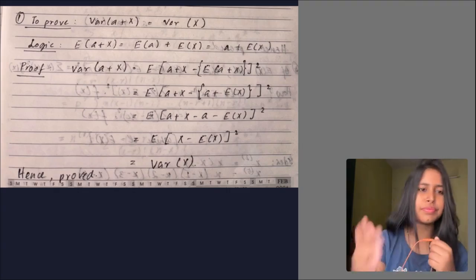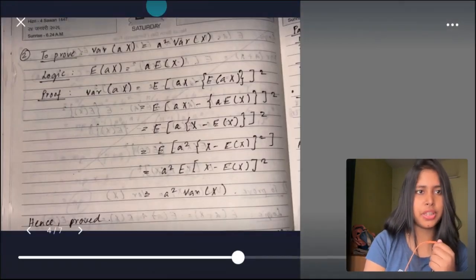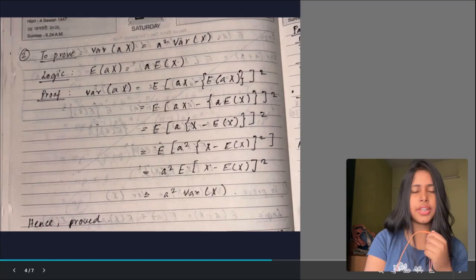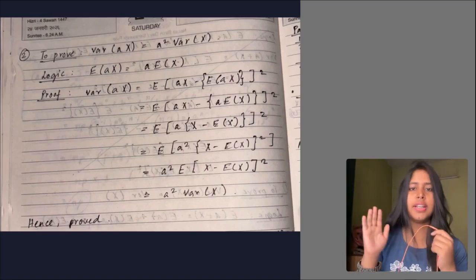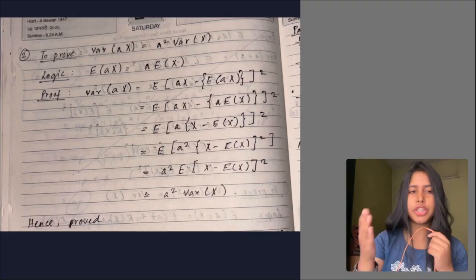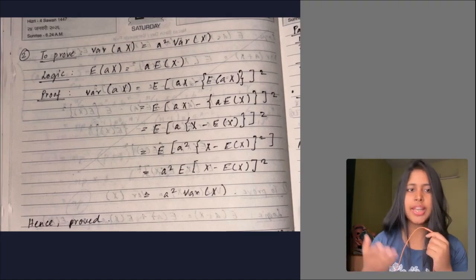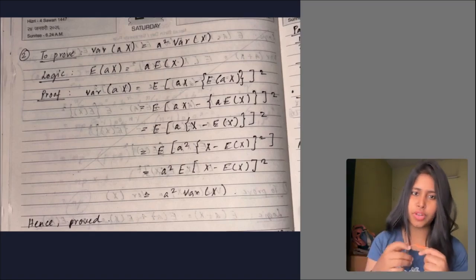All right. Now, coming to the next property. What was the next property of variance? It is variance of ax equals a square times variance of x. Again, let us start with the expectation logic. What was the expectation of ax? It will be a times expectation of x, the constant will come outside. Now let us come to the variance part.